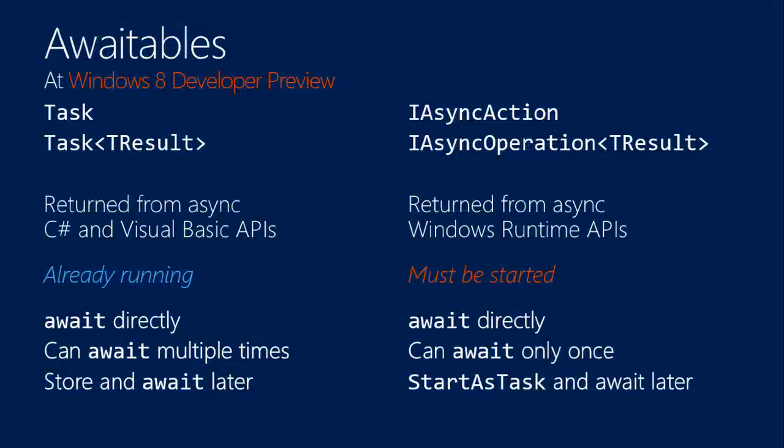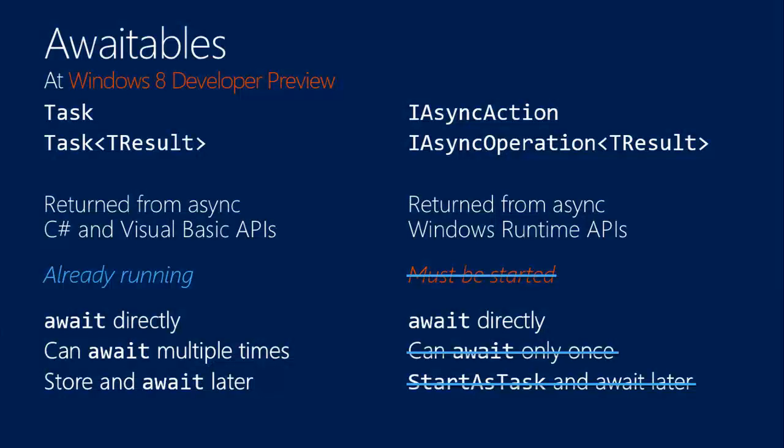It also meant that you had to think about calling start as task. Remember in that example, I would have had to call start as task to get my kind of implicit parallelization to work, because if I didn't actually kick off the operation, it wouldn't have been going yet. And there were subtle bugs that you could easily introduce into your code like that. So since the developer preview, we've paved over these differences.